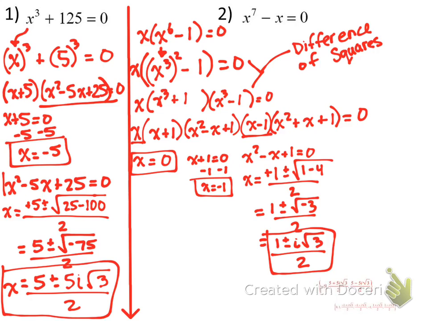X minus 1 is equal to 0. So we add 1 to both sides. So x is equal to 1. How many solutions do I have up there now? 5, right? 1, 2, 3, 4, 5. 2 more, right? Don't worry, you're freaking out. Your faces are looking sad. Here we go. Almost done.